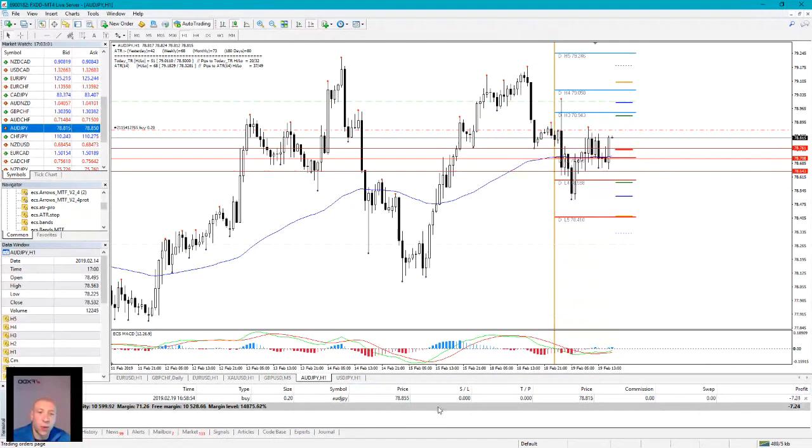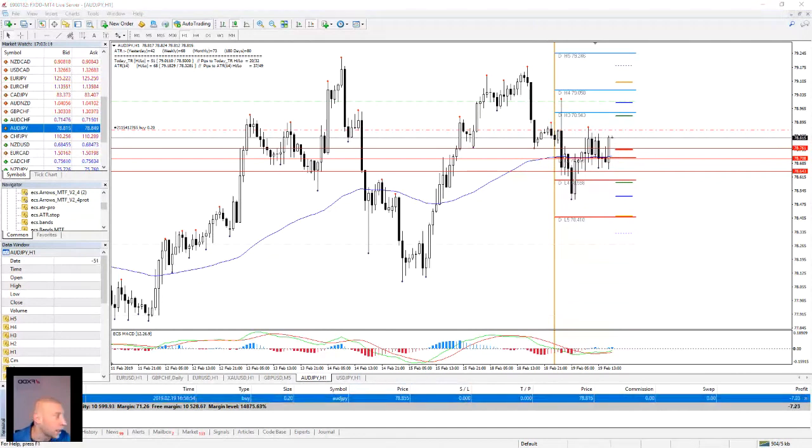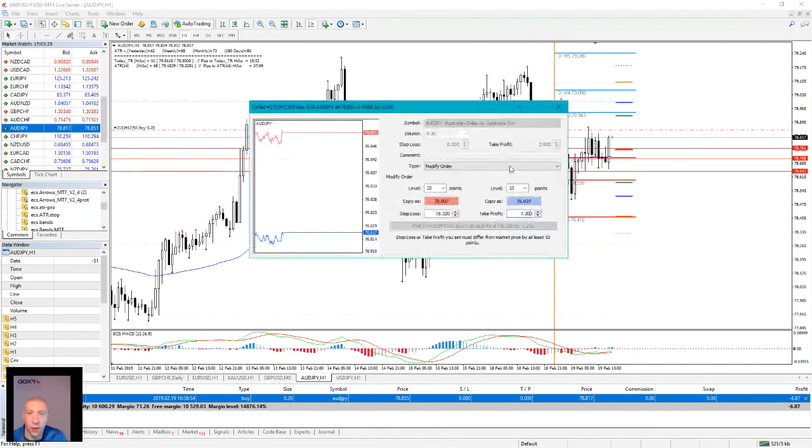I entered with a smaller lot size exactly at the breakout. So if it drops a little bit more, I will add one or two more positions, not exceeding the risk. Stop loss should be set at 78.32, and target is 79.20. Let me quickly remove this here.